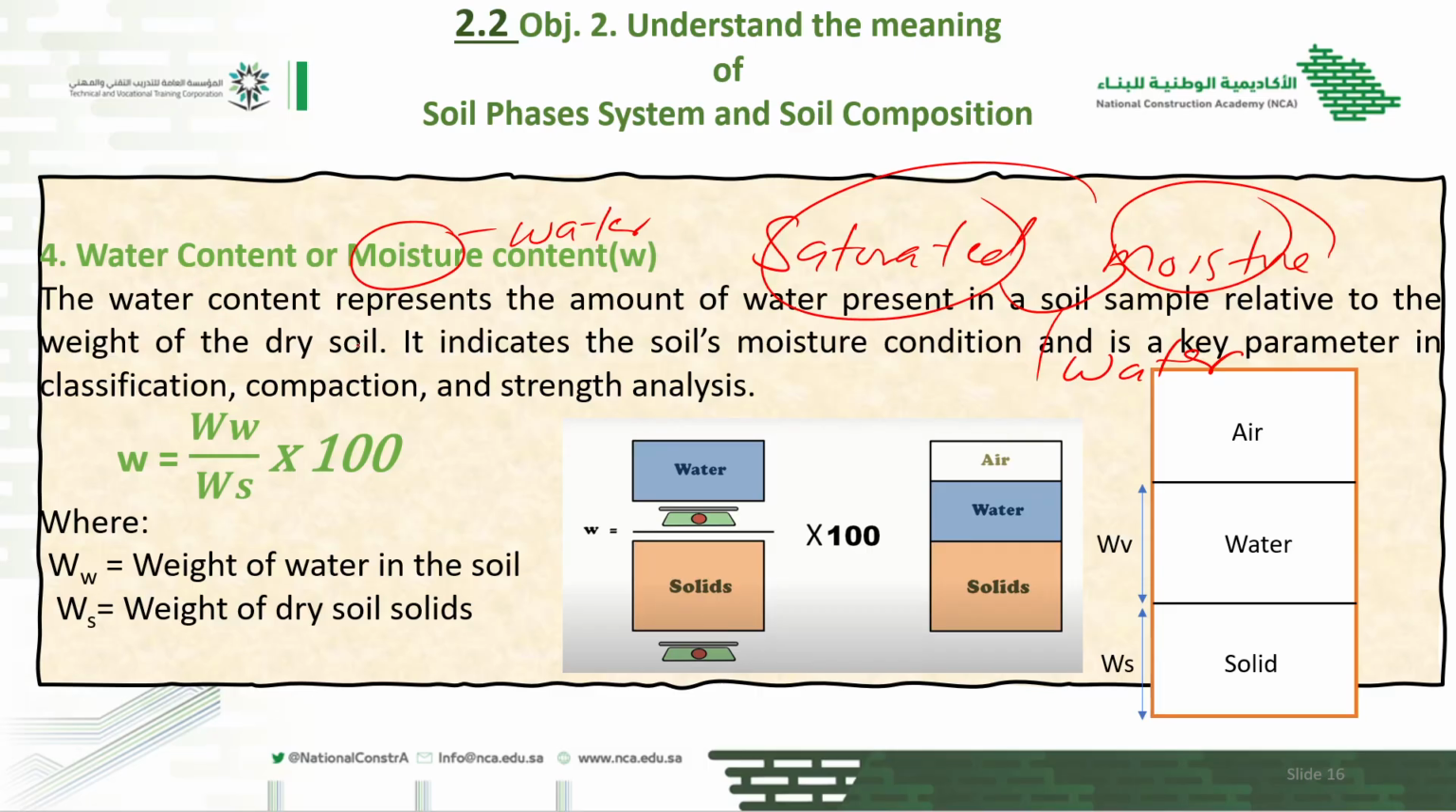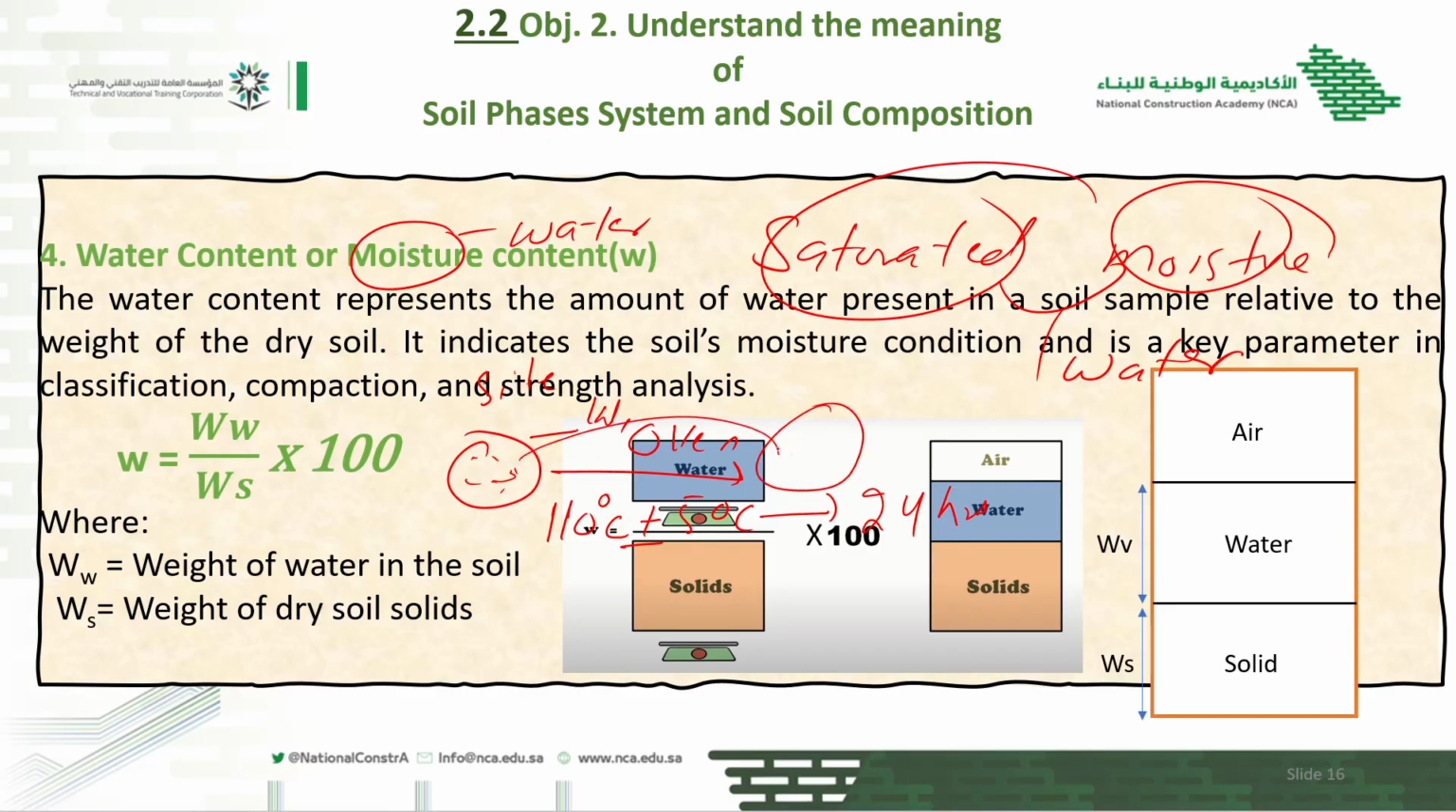What is water content? The water content represents the amount of water present in a soil sample relative to the weight of dry soil. It indicates the soil moisture condition. Inshallah, we will do this in our first practical experiment. For example, this is the soil we check from the site, and its weight is W1. We put it in the oven at 110 plus minus 5 degrees centigrade for 24 hours. After that, we collect the sample again.